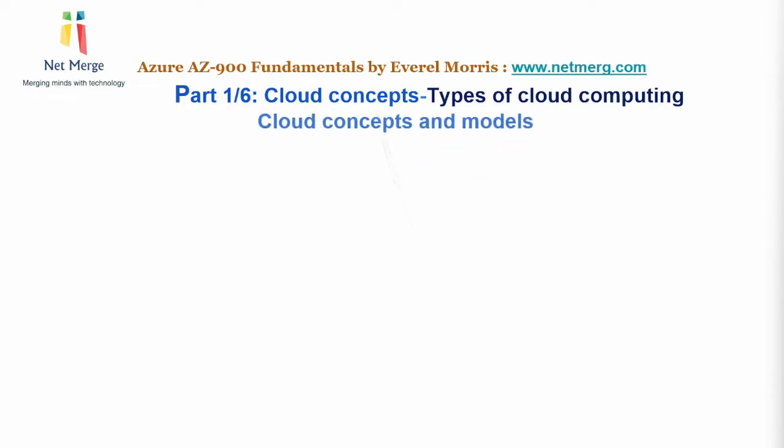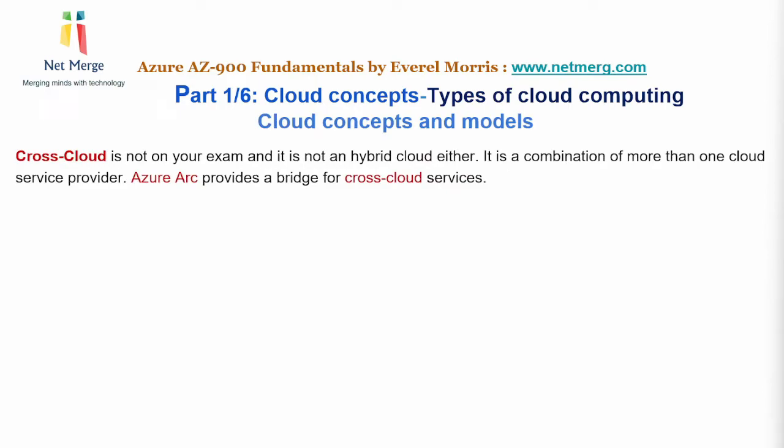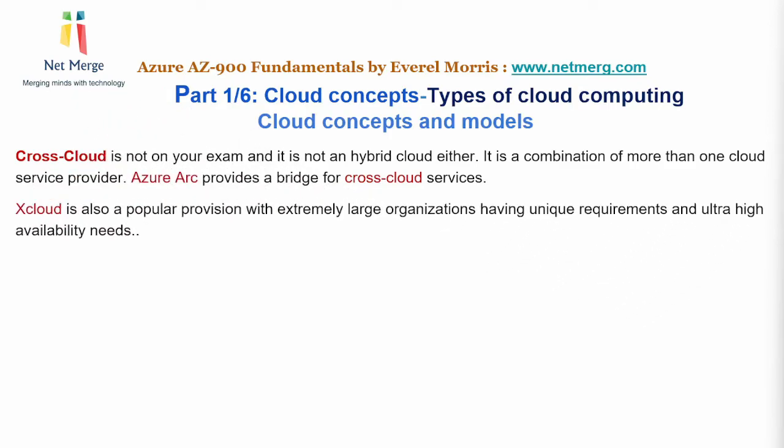Now we're going to talk about the cloud model cross cloud. This is not on your exam, but it's important to understand. It is not a hybrid cloud. It is a combination of more than one cloud service provider. So if you're using AWS and Azure for some particular reason, you would use Azure Arc to provide a bridge between the cross cloud services. And you also have xCloud that could be used as a bridge as well. And this is the logo or the symbol for a cross cloud solution in Azure.